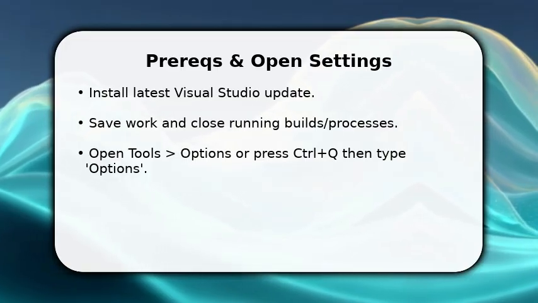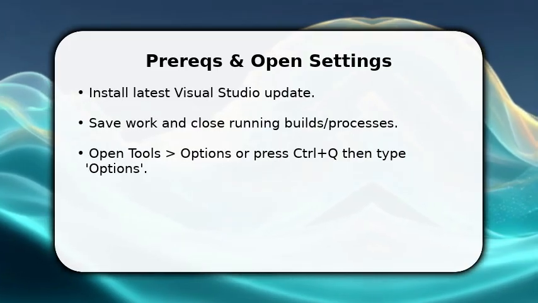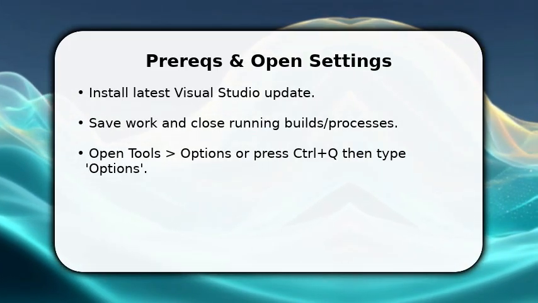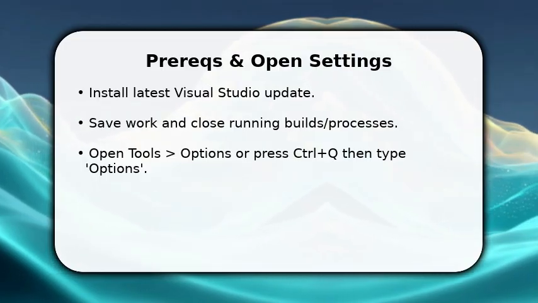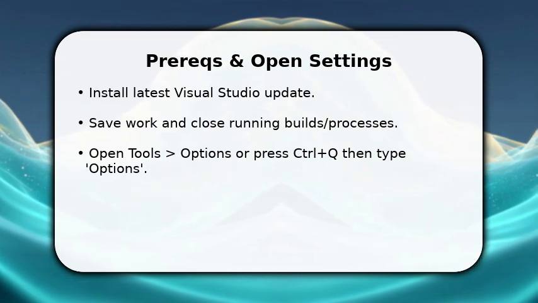Expand Environment and select General. Make sure extensions aren't overriding colors. Disable them temporarily if needed. This first step places you directly into the theme controls, so you can change appearance without restarting mid-task.